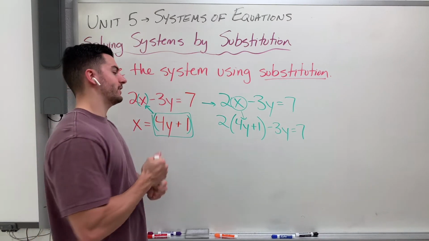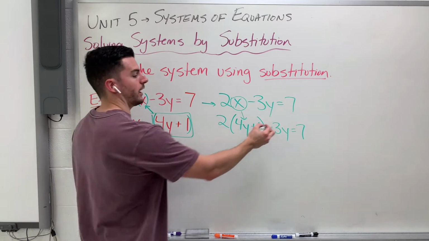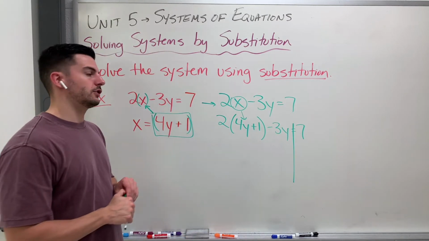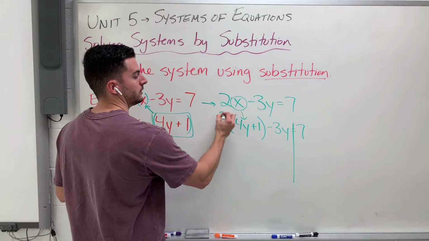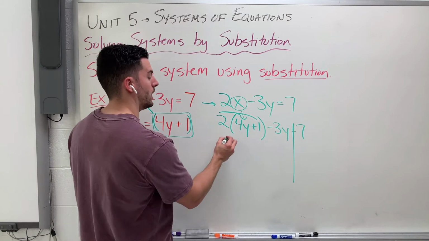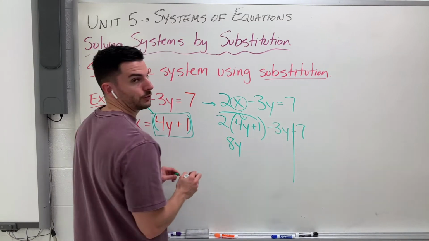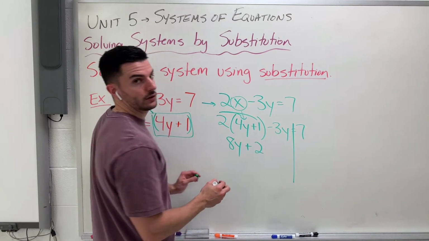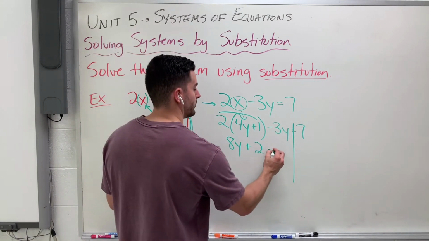But just solving this out, what is that going to look like? Well, I have my equation, and we're going back to unit 1 where we learned to solve equations for a letter. So I would distribute here first. 2 times 4y is 8y, and then 2 times this positive 1 is positive 2. And then the rest of the equation just comes down and stays the same.